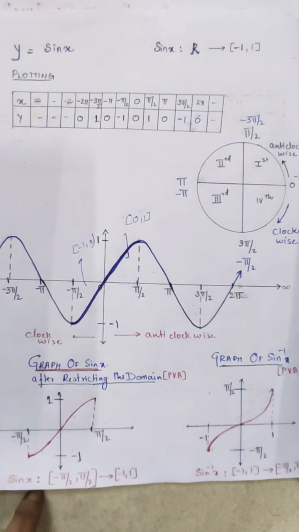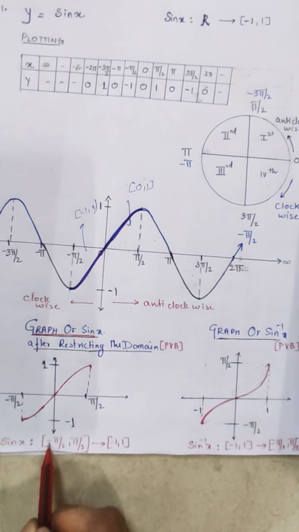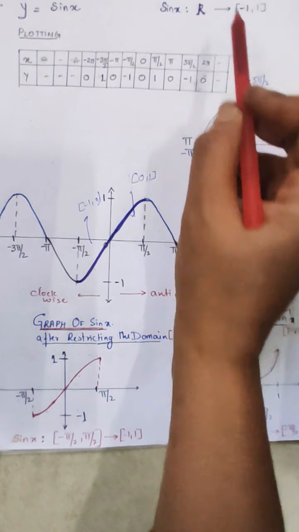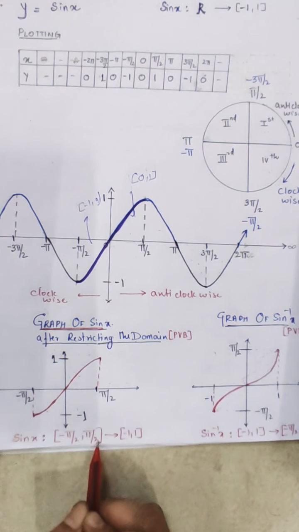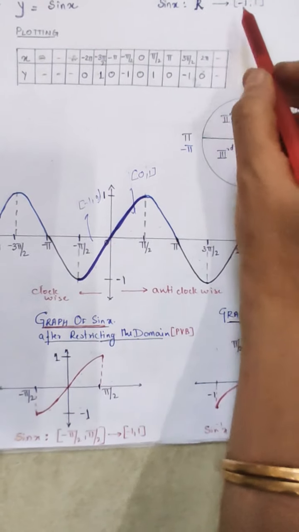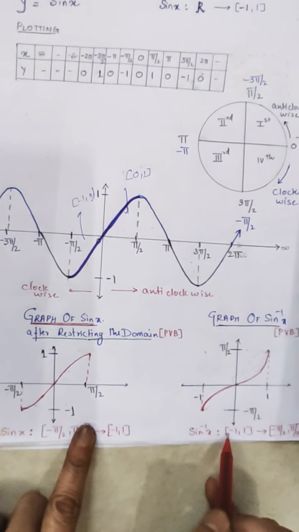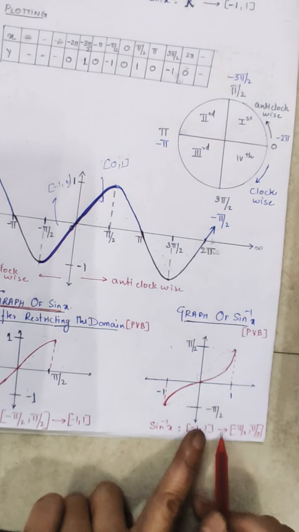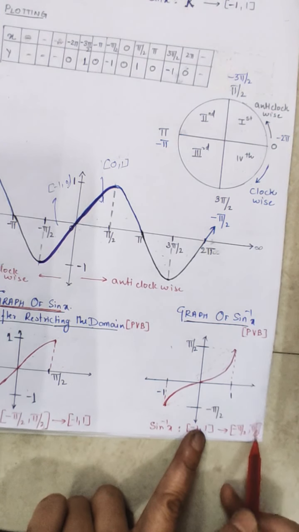So after restricting the domain, let us see what the domain for sin x will be. It is no longer all real values of x in terms of radian measure, but the closed interval minus pi by 2 to pi by 2, and the range will be the same, -1 to 1. Hence sin inverse will have the domain closed interval -1 to 1, and the range will be the closed interval minus pi by 2 to pi by 2.